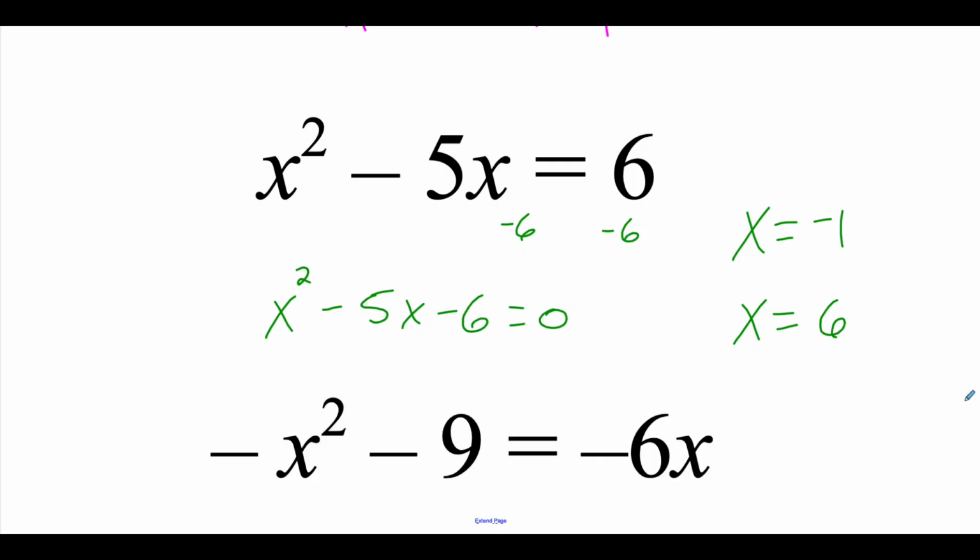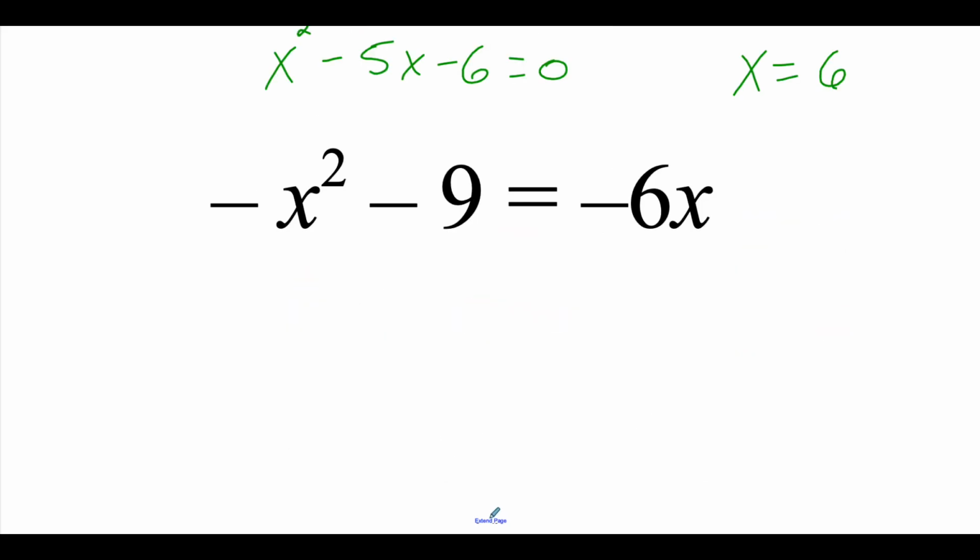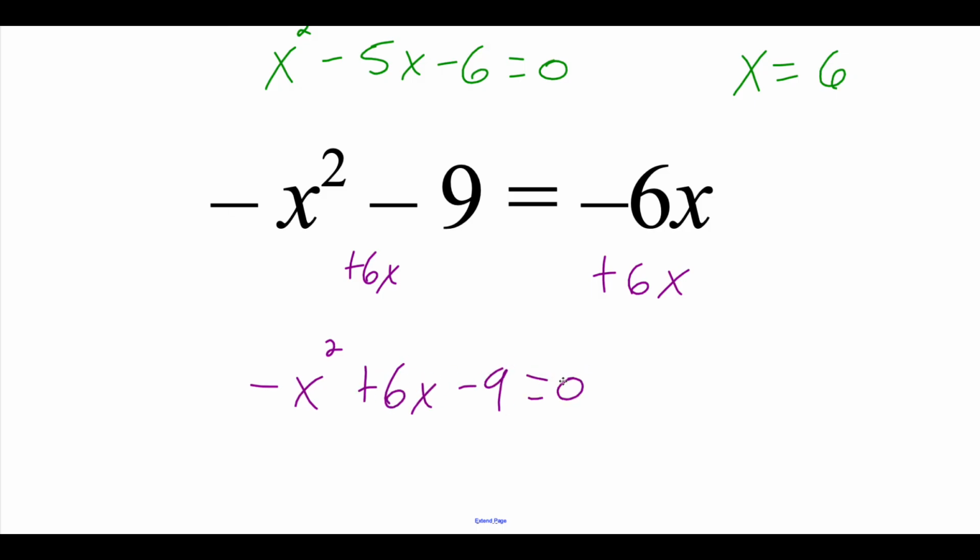And then for our last example, kind of similar to the previous one, this equation right now does not equal 0. So I want to do a little bit of algebra with it first in order to get it to equal 0. I'm looking at this minus 6x that's on the right-hand side, and I want to move that over to the left-hand side. It's a minus 6x, so to move it over to the other side, we're going to have to add 6x to both sides. So we would get negative x squared plus 6x minus 9 equals 0.